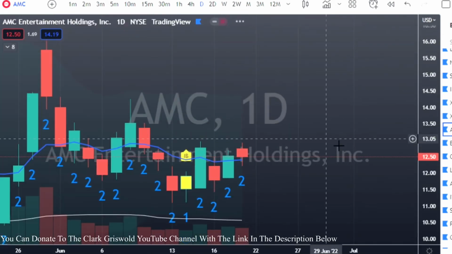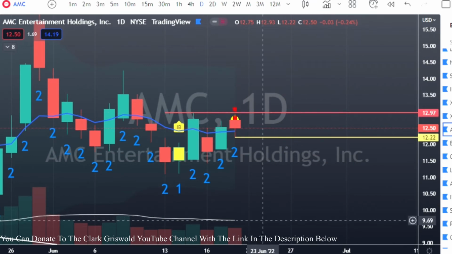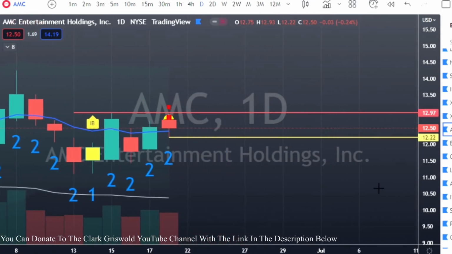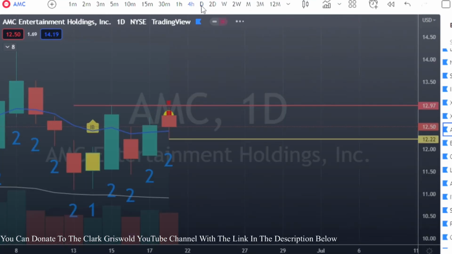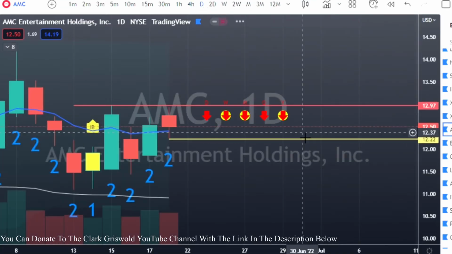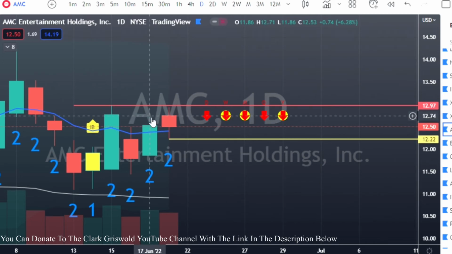AMC has, what are we looking at here? AMC's got a 2 up that finished red. Okay, so if we zoom in on this play, and I get that time frame continuity indicator up there, right now we've got full time frame continuity to the downside. We had a 2 up, which means we only surpassed the high of the previous candle.